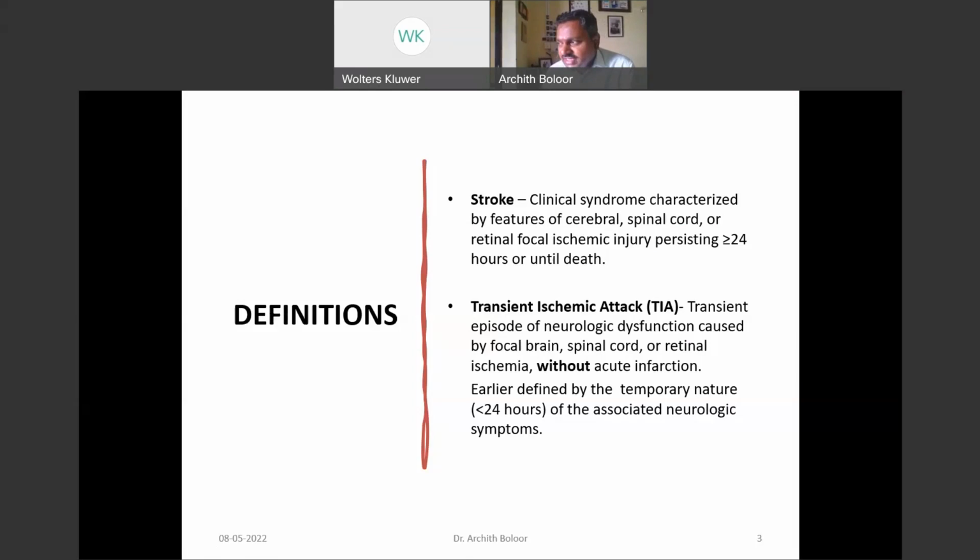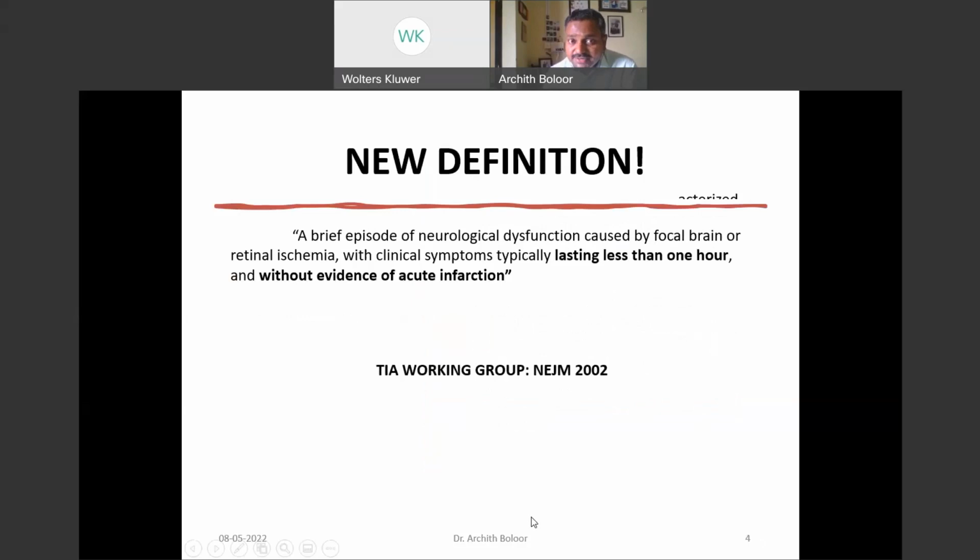In the latest definition of TIA, the time frame has been reduced to less than an hour. The definition remains the same for the traditional stroke as well as stroke in young. This new definition of TIA is not very new; it was described as late as 2002, where they said that it should last for less than an hour, because all of you know that the first golden hour for stroke is 3 hours.